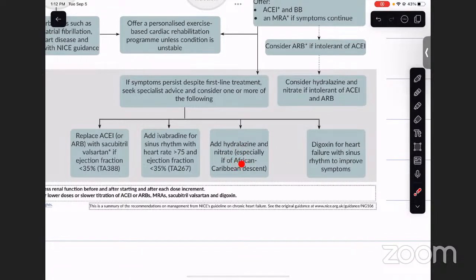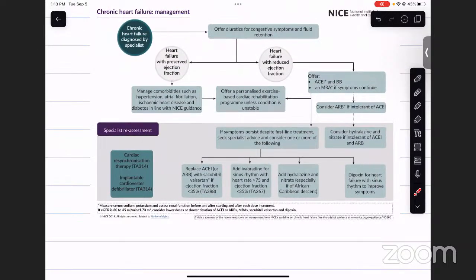But this is the important thing: it is for patients of African Caribbean descent, because according to research, African Caribbean descent has more arterial stiffness than the rest of the global population. And digoxin is an option for heart failure with sinus rhythm to improve symptoms. So these are the step-by-step management of chronic heart failure.